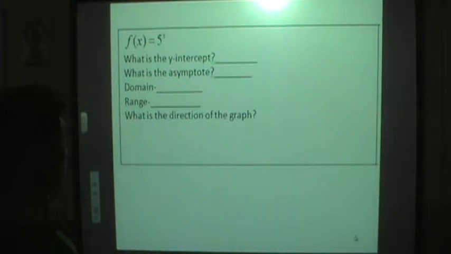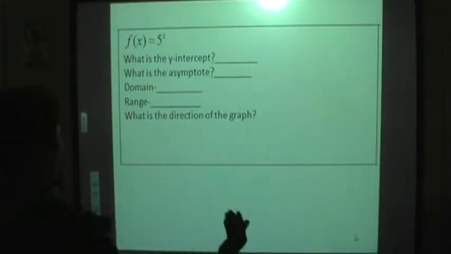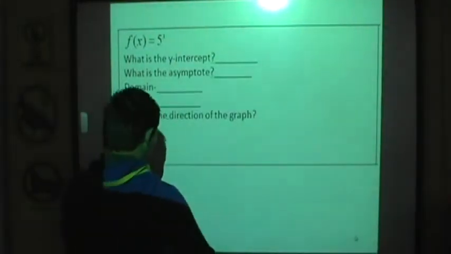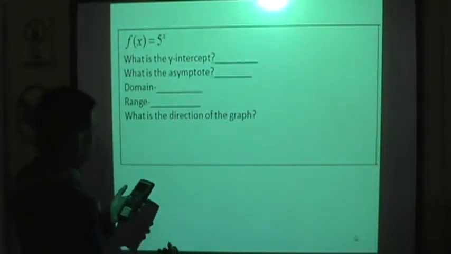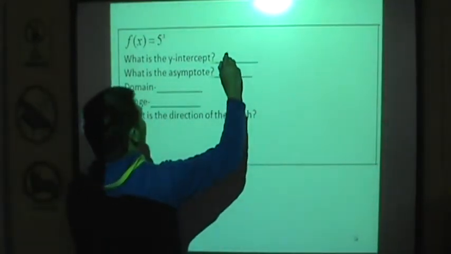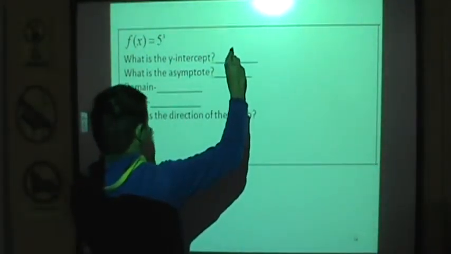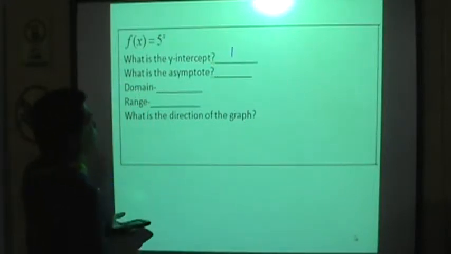Now, how about this one? In this problem, all you have to do is press 5 up x, and then to figure out the y-intercept, press second and then graph, and it's going to give you the table. The number next to 0 is 1. That's why your y-intercept is 1, or simply y equals 1.